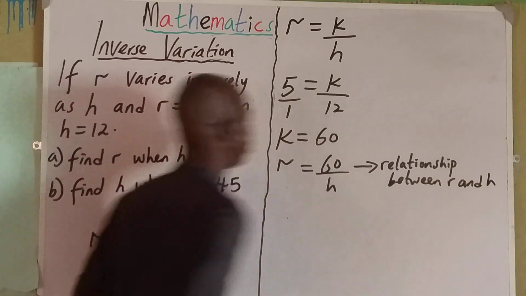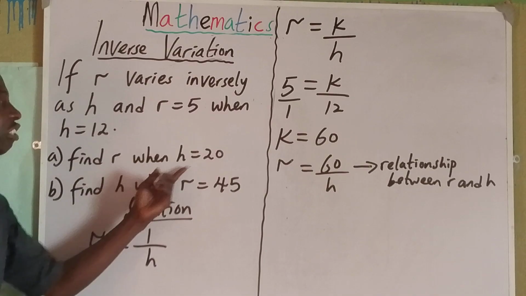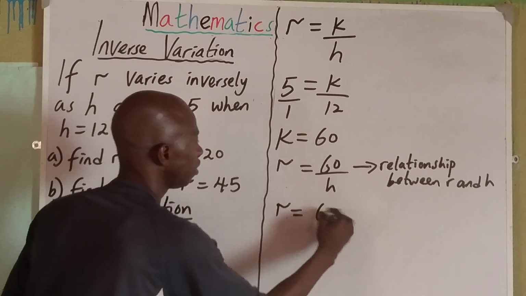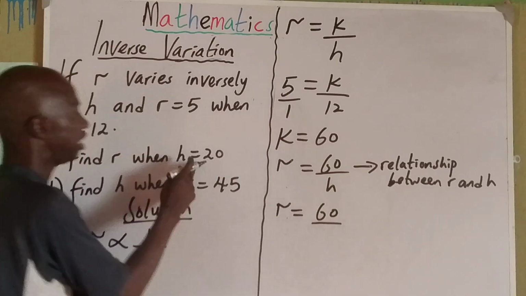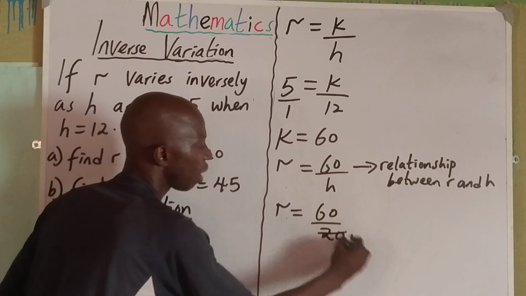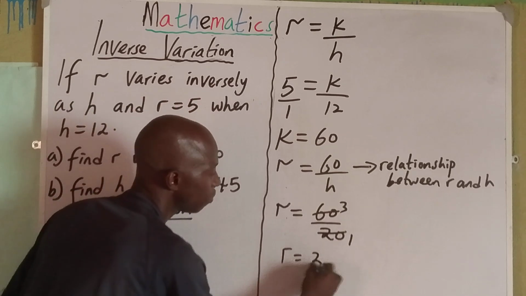and h. Now, having gotten the relationship, I can find R when h equals 20. I'll just say R equals 60 over what's my h? The h is 20, so I'll put in 20 here. 20 here 1, 20 here 3. 3 over 1 is what? 3. So my R equals 3.